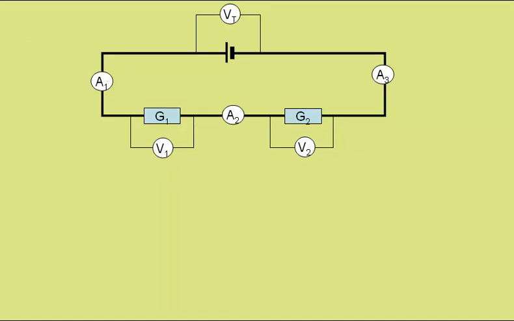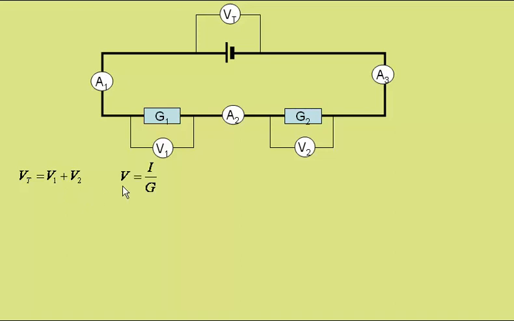Here we have a simple circuit with two resistors in series. However, you'll notice I've called them G1 and G2 as I'm considering them as conductors, in terms of how easy it is for current to pass through them, rather than as resistors, in terms of how difficult it is for current to pass through them. You know that in a series circuit the potential difference from the supply is equal to the sum of the potential differences across the components. So I can write Vt is equal to V1 plus V2.